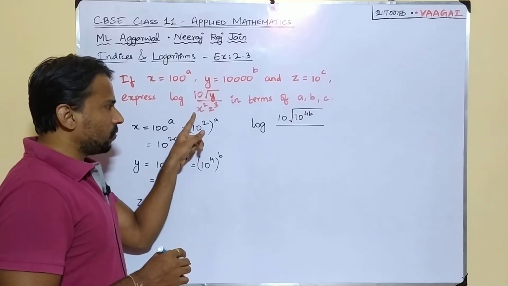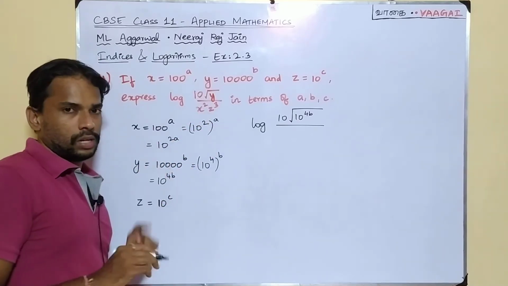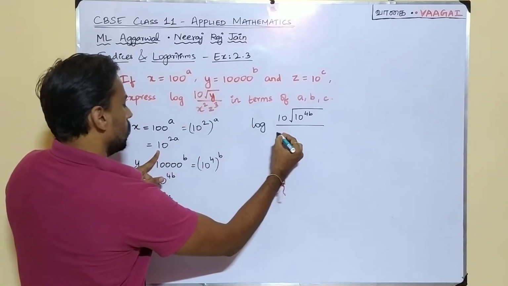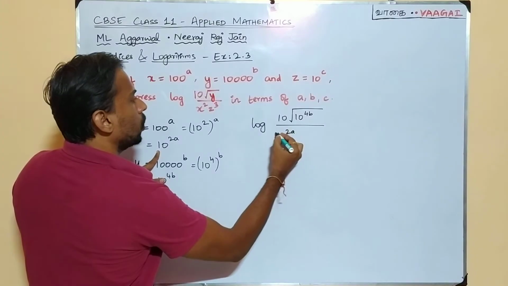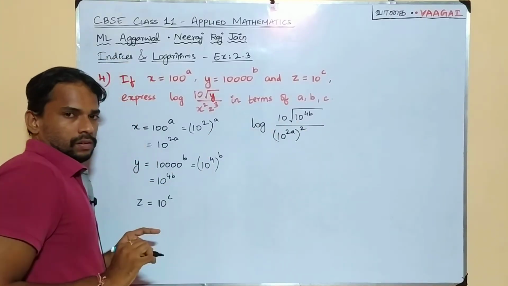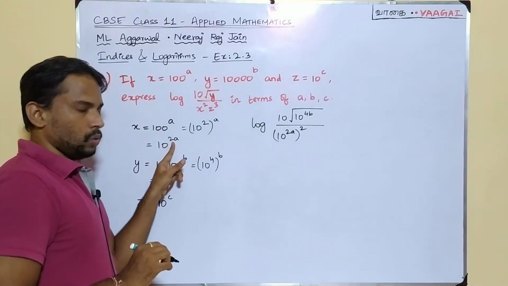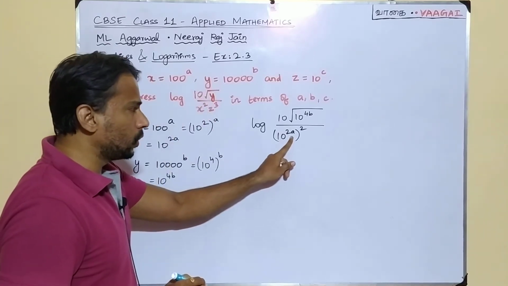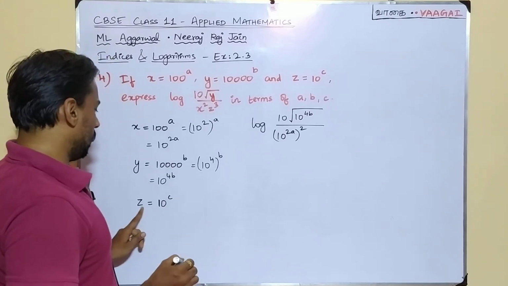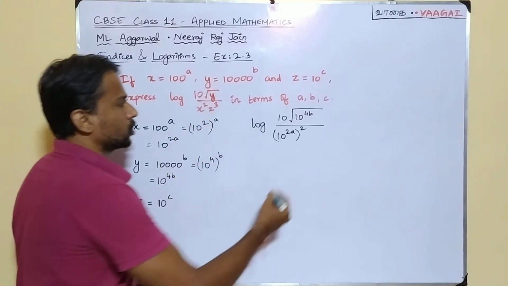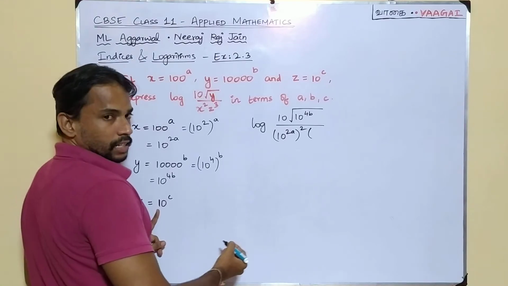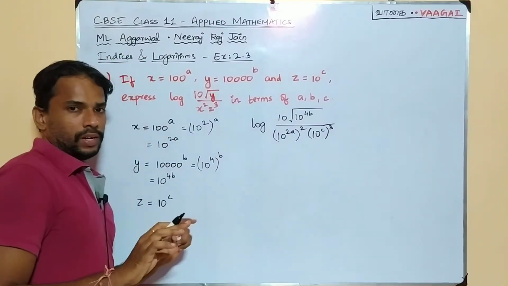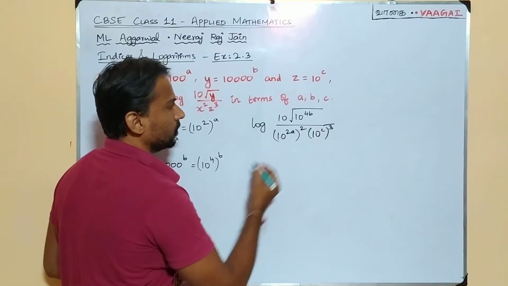Now in the place of x and z also we'll substitute these values. So x square will become 10 power 2a the whole square, because x is already 10 power 2a and we have x square. And last we have z cube, so z is already 10 power c, the whole power 3. Now we will try to simplify this.